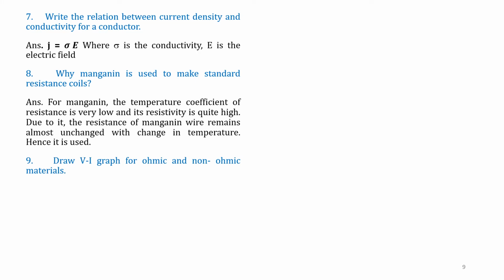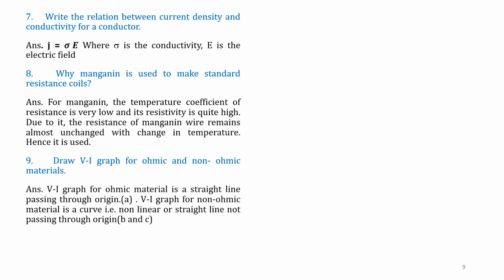Question number 9. Draw the VI graph for ohmic and non-ohmic materials. The VI graph for an ohmic material is a straight line as shown in figure A. The VI graph for a non-ohmic material is curved, that is non-linear, or a straight line not passing through the origin. The cases of B and C are shown in the figure.